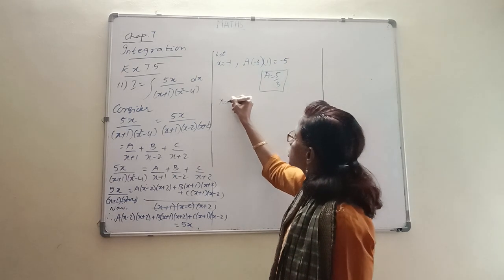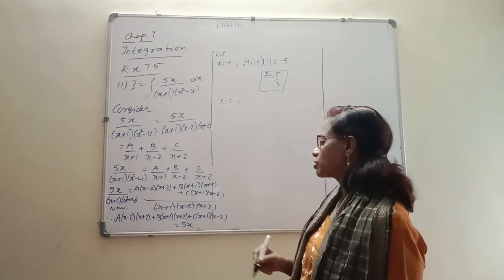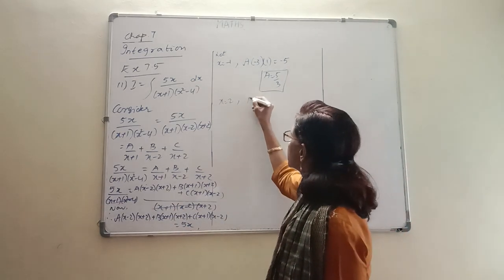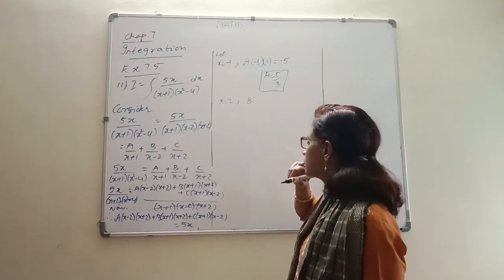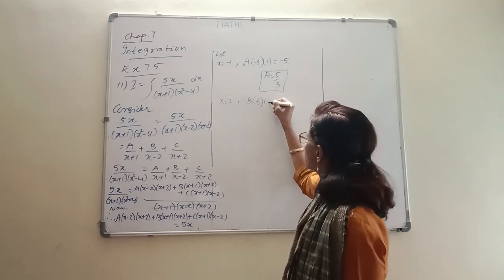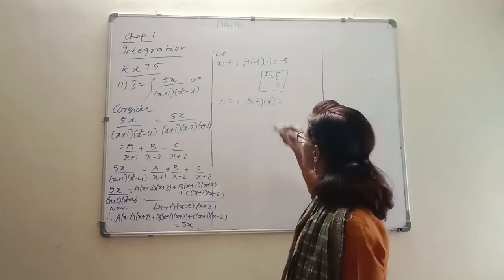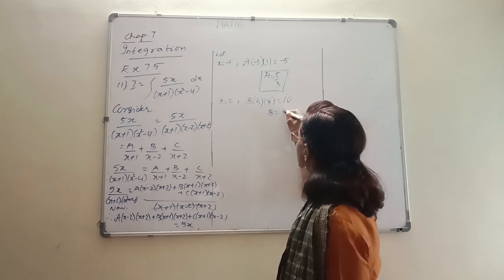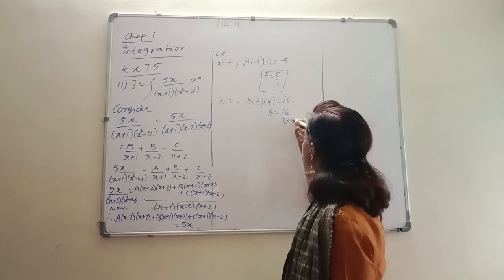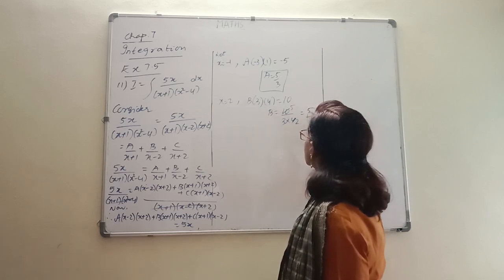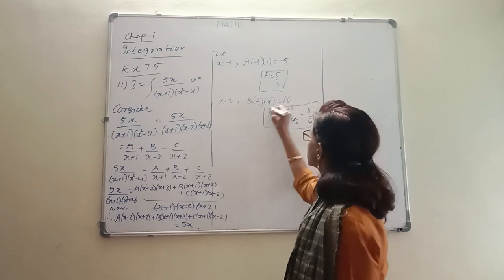Next we make a substitution, x as 2. If x is 2, the A term and C term will vanish. We'll get the B term. B times (2 plus 1), that's 3, and (2 plus 2), that's 4. And here it is 5 times 2, which is 10. So B becomes 10 over 3 times 4, which you can cancel, so it becomes 5 over 6. So B becomes 5 over 6.